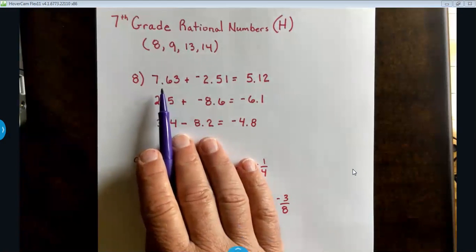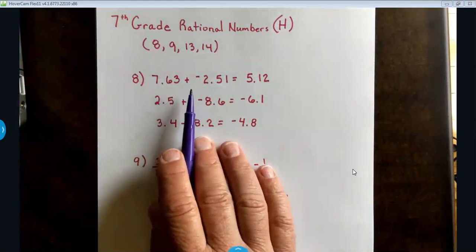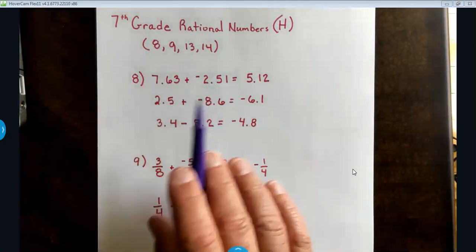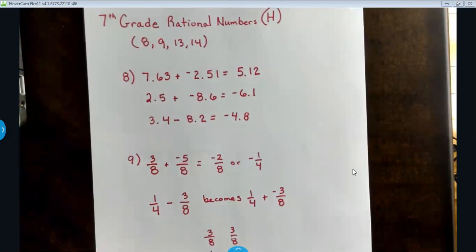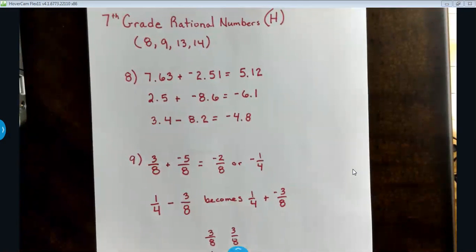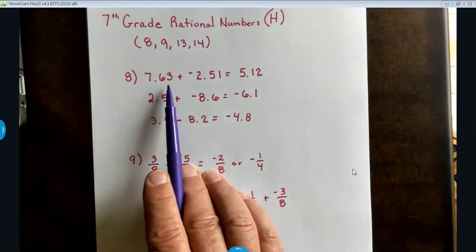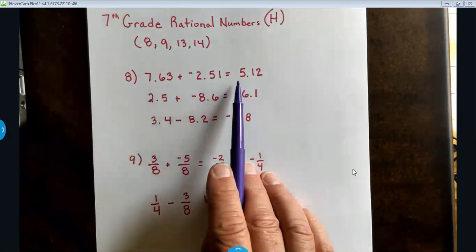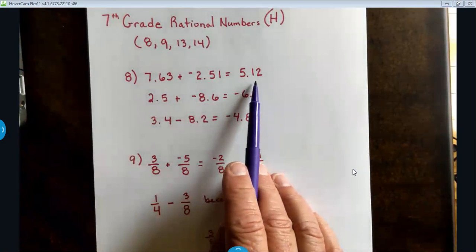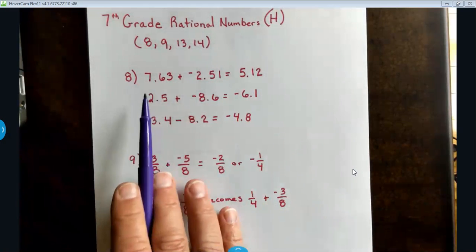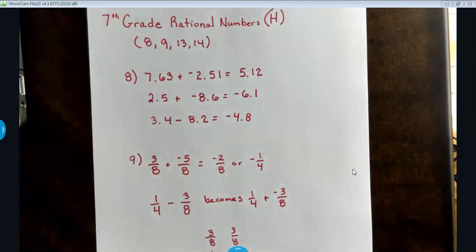Here in the first example, we have 7.63 plus a negative 2.51. Different signs, so I subtract. When I subtract them, I get 5.12. 7.63 is the higher number, so I keep my answer as a positive because 7.63 is a positive.